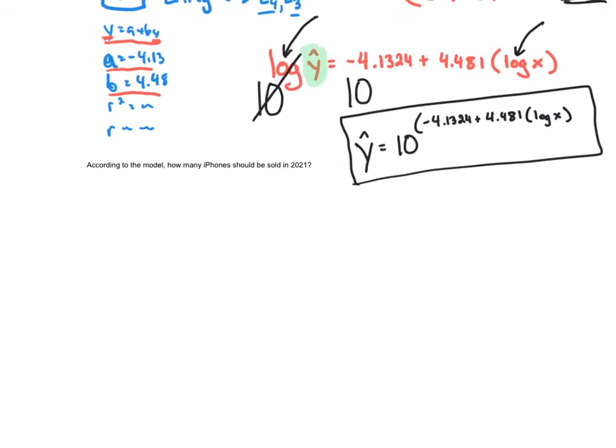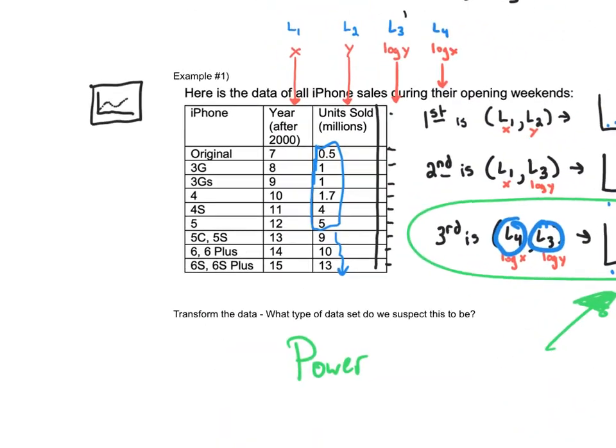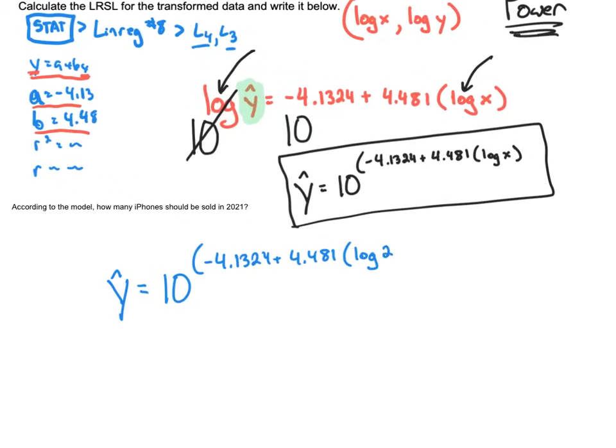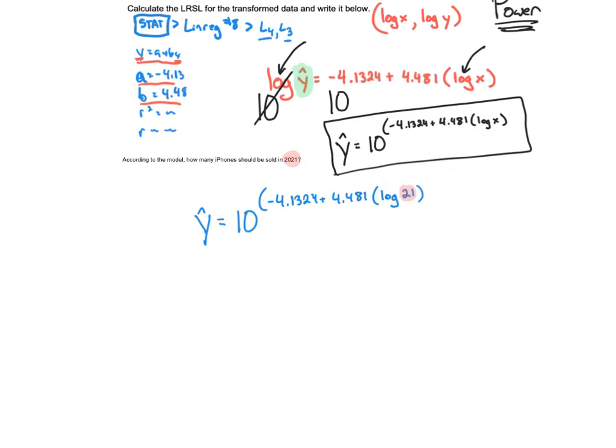And then according to this model, how many iPhones should be sold in 2021? Here's what we're going to do. Predicted amount of iPhones is equal to 10 to the negative 4.1324 plus 4.481 to the log. All right, now 2021, what is this? It's years after 2000. So that's going to be 21 years after 2000. So we're going to do the log of 21. All right, so there's my plug-in right there based on 2021. And let's get a quick solving of this.